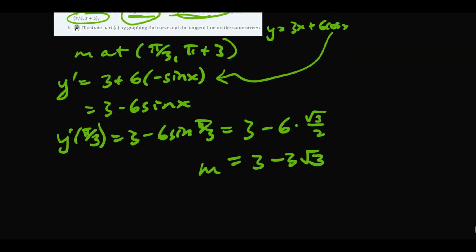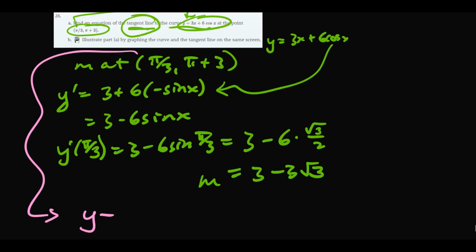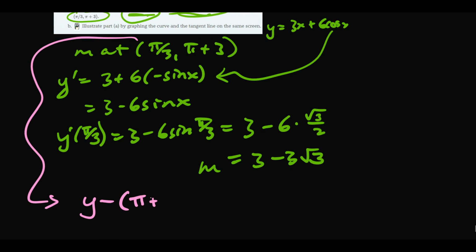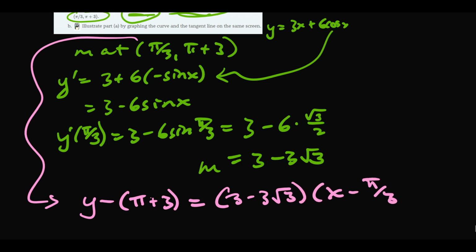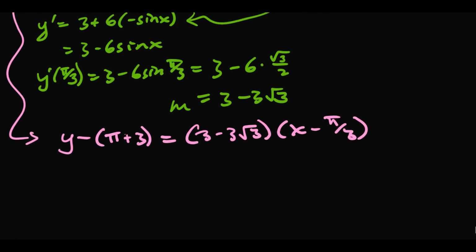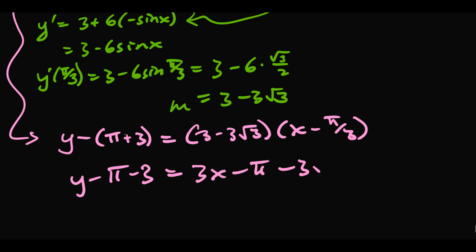Now we just need the point. So let's go ahead and find the tangent line at the point. So it'll be y minus pi plus 3 equals m, which is 3 minus 3 root 3 times x minus pi over 3. These are probably numbers you're not really used to working with, but it doesn't hurt to see something like this every once in a while. We need to FOIL this out. So that'll be 3x minus pi minus 3 root 3 x plus 3's cancel pi root 3.